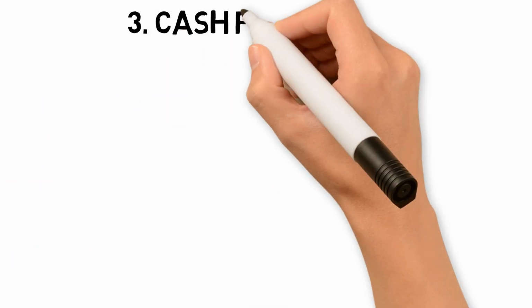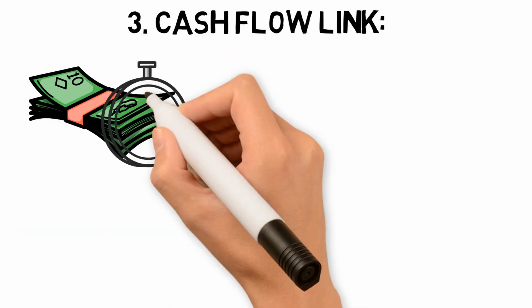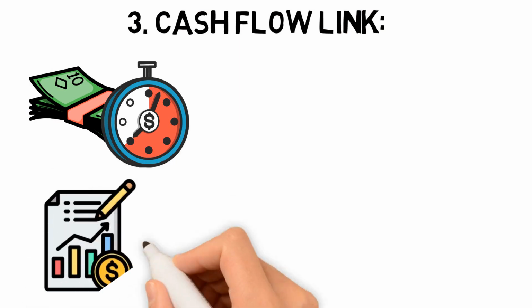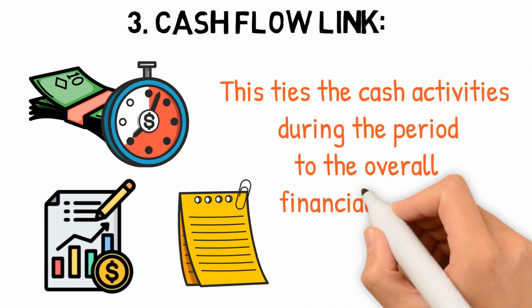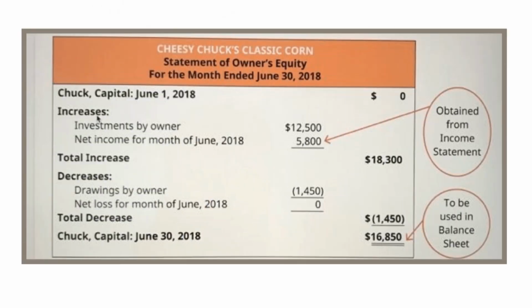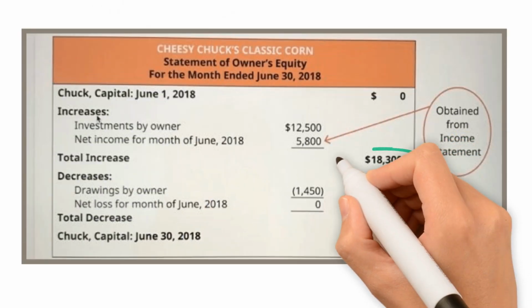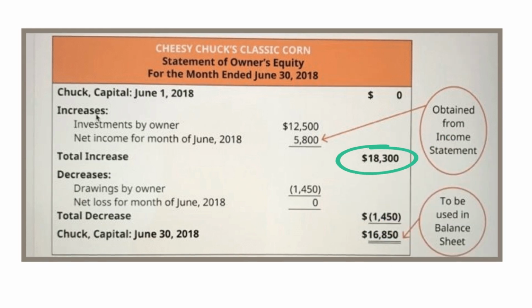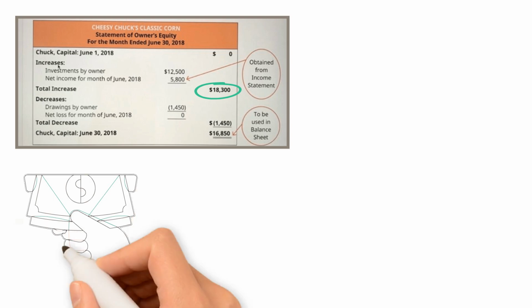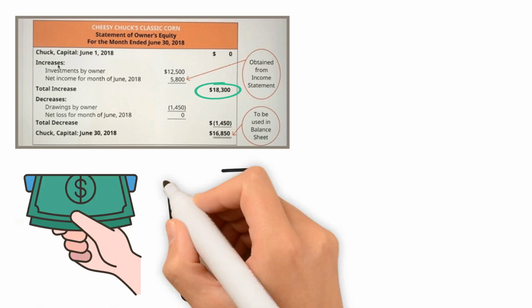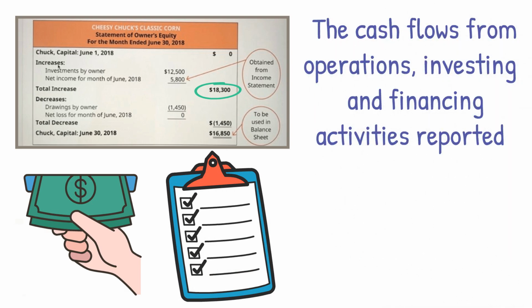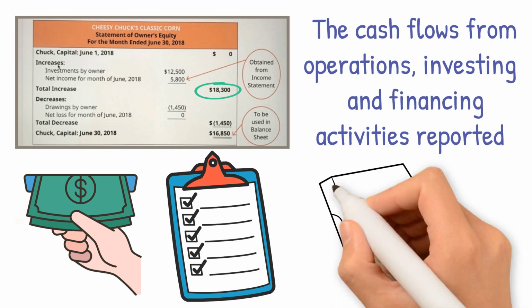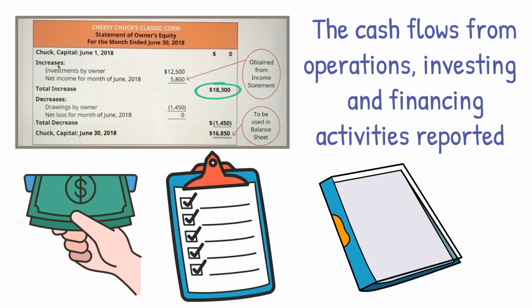3. Cash flow link. The cash at the beginning and end of the period reported in the statement of cash flows should match the cash balance reported on the balance sheet. This ties the cash activities during the period to the overall financial position of the company. For Cheesy Chuck's Classic Corn, the interconnectedness is clear. The net income from the income statement for June is added to the beginning owner's equity in the statement of owner's equity. After accounting for any withdrawals, the ending owner's equity is then reported in the balance sheet. Meanwhile, the cash flows from operations, investing, and financing activities reported in the statement of cash flows explain the changes in the cash balance on the balance sheet from the start to the end of June.